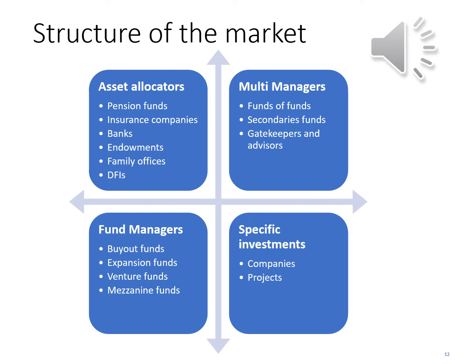In order to facilitate this market, we have the so-called multi-managers. So we have funds who collect money from these asset allocators and who specialize not in making investments themselves, but in investing in fund managers. So they're known as funds of funds because they invest in fund managers. We also have secondaries funds who buy out positions of funds where the asset allocator wishes to withdraw from a fund. And then we have an industry of consultants, also known as gatekeepers and advisors, who will act as advisors and consultants to the asset allocators or to the fund managers.